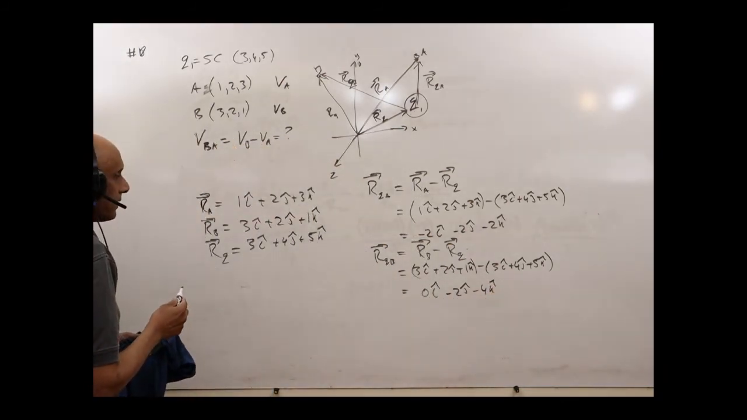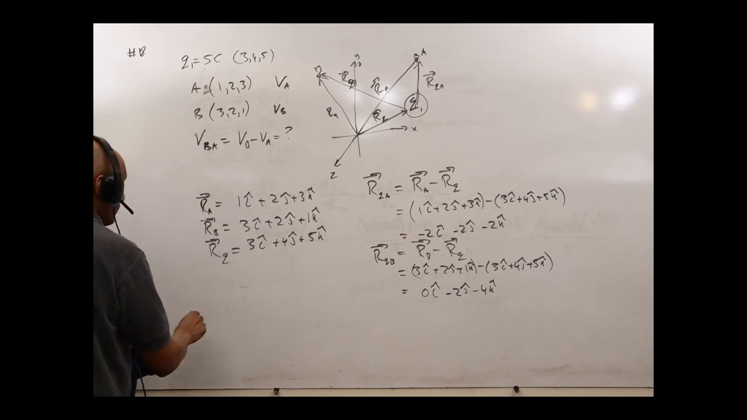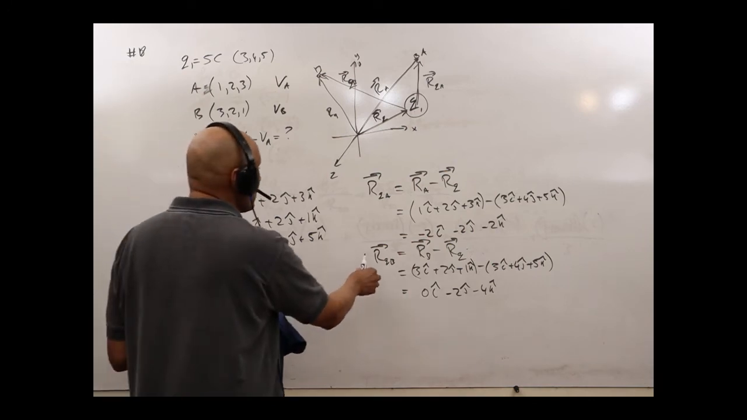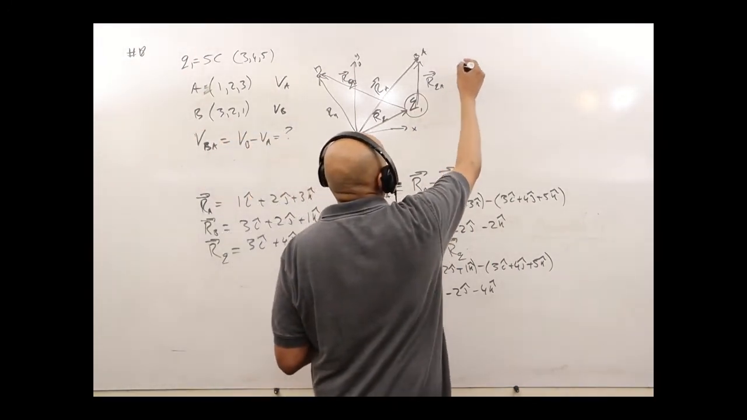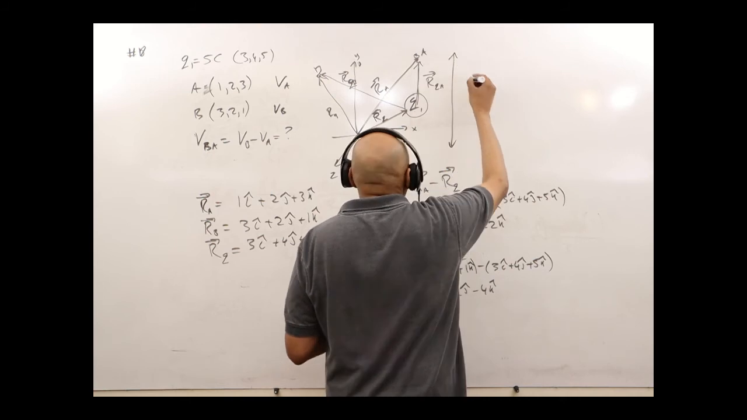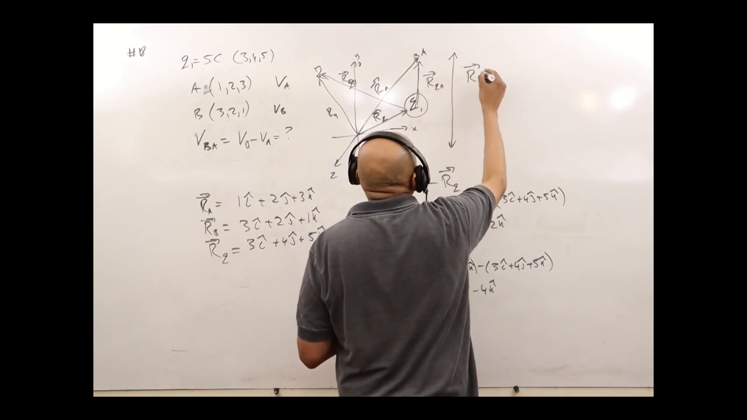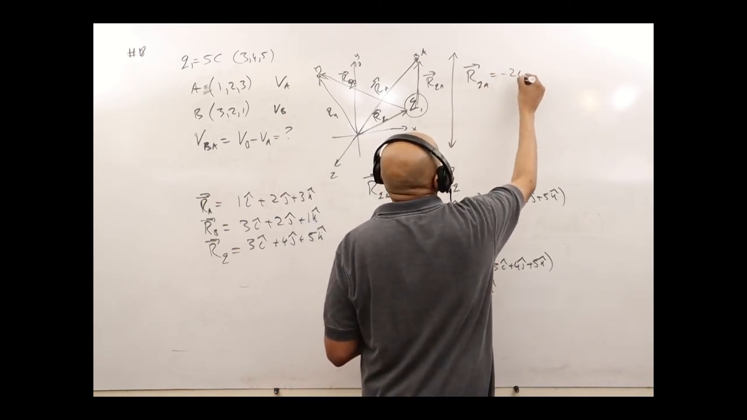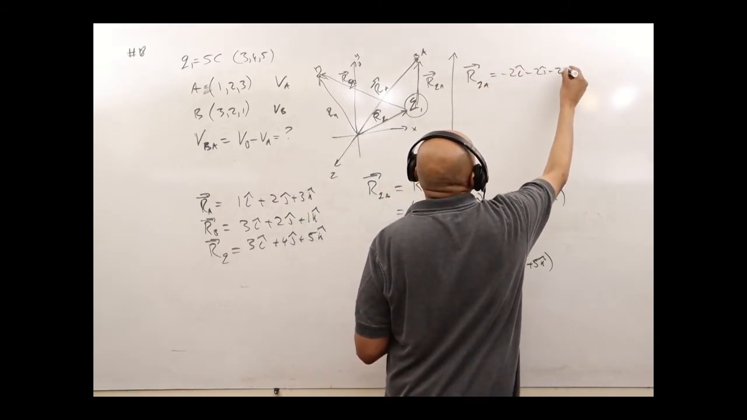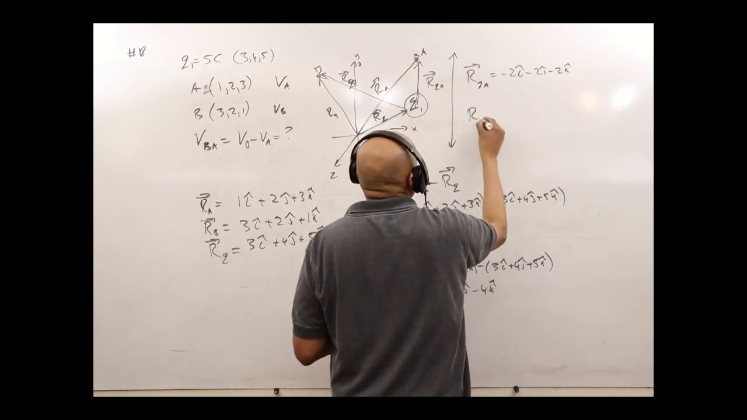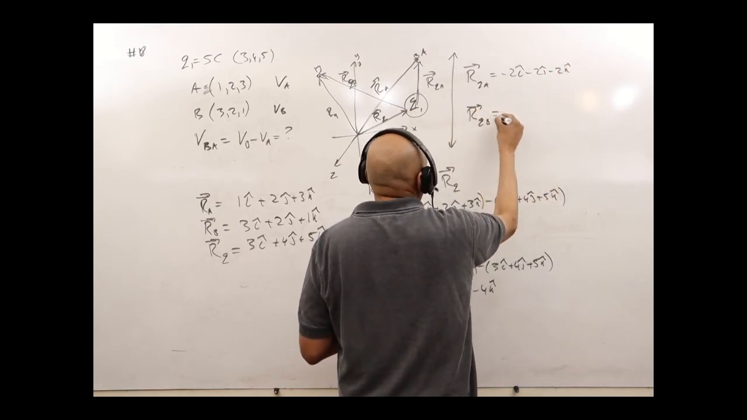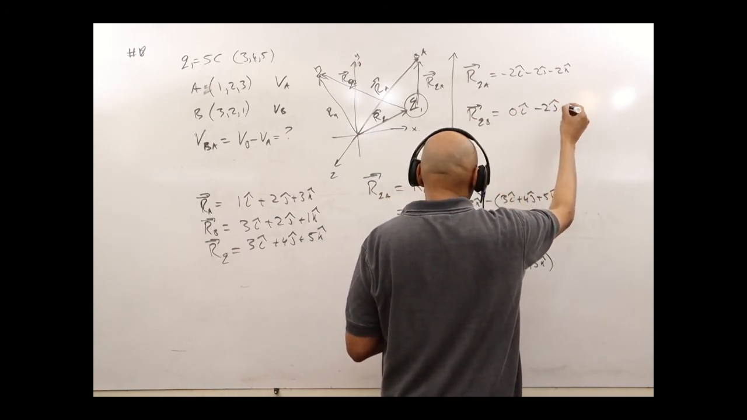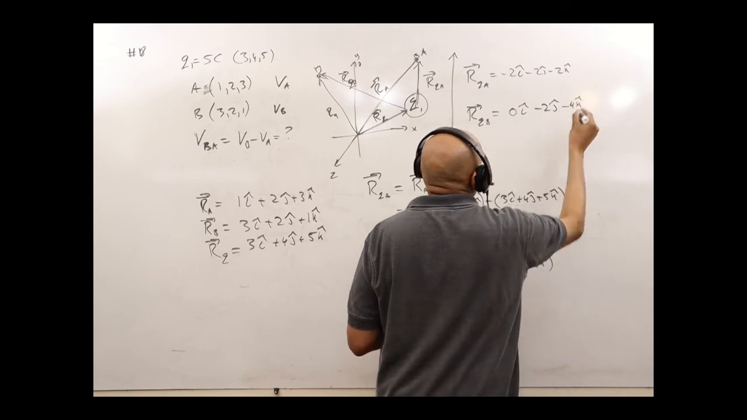So how do I calculate the potential at VA? I need to put some space somewhere, but let me summarize these two results, because these are the only two vectors I really need. So I'll summarize everything that we need. The vector drawn from Q to A, we calculated it to be minus 2i minus 2j minus 2k. The position vector from Q to B is equal to 0i minus 2j minus 4k.